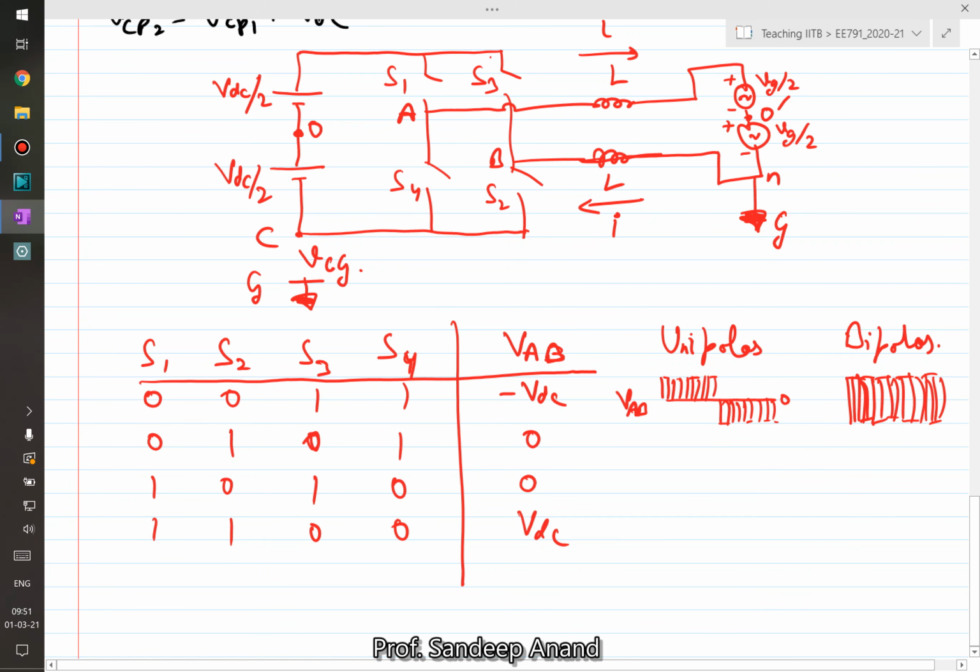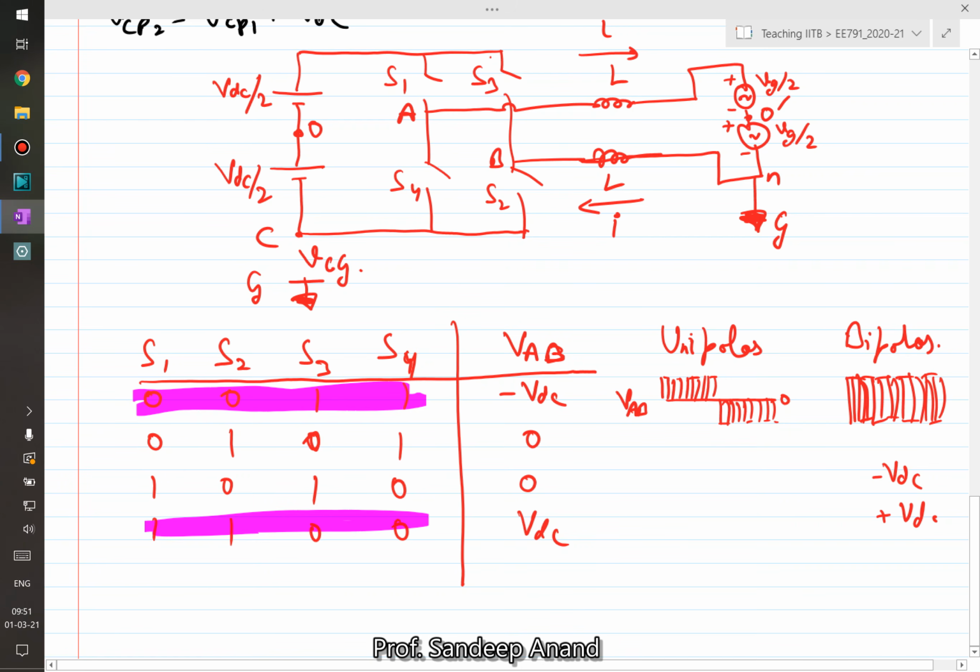So now if you correlate from these states, you can understand that in bipolar, you either generate minus VDC or plus VDC. That means either this state or this state. You only utilize these two. And you actually switch between these two very frequently.